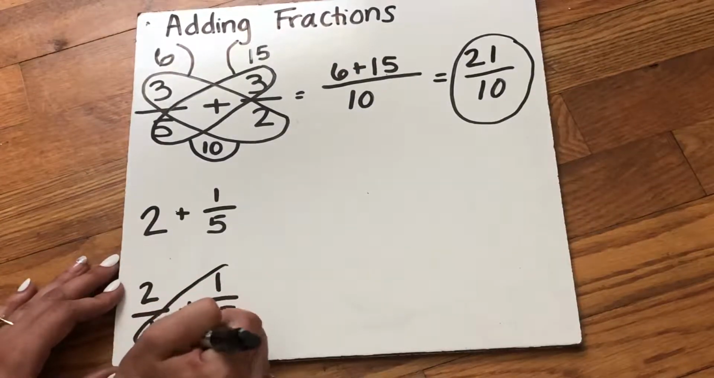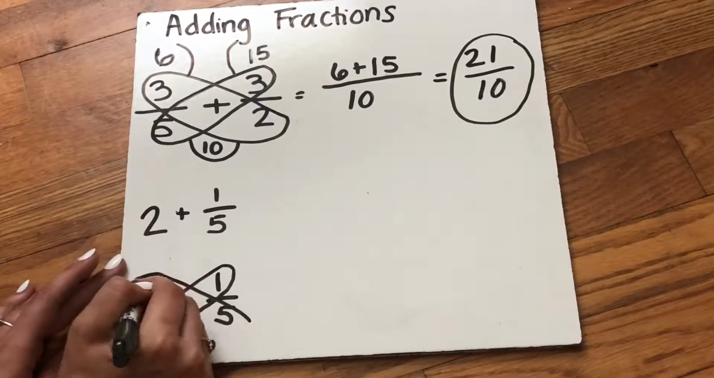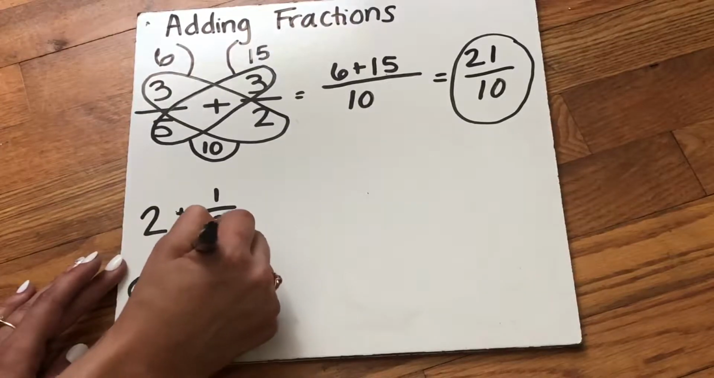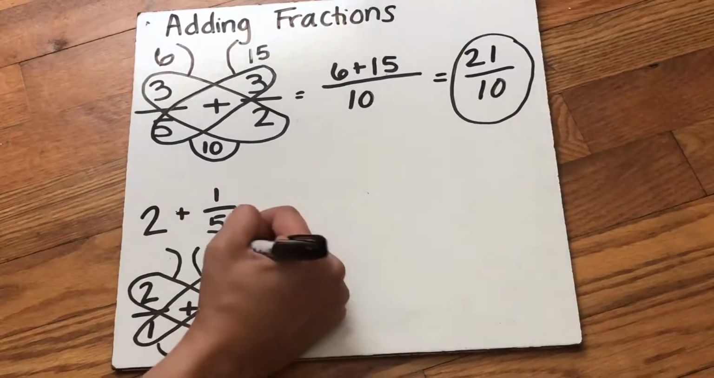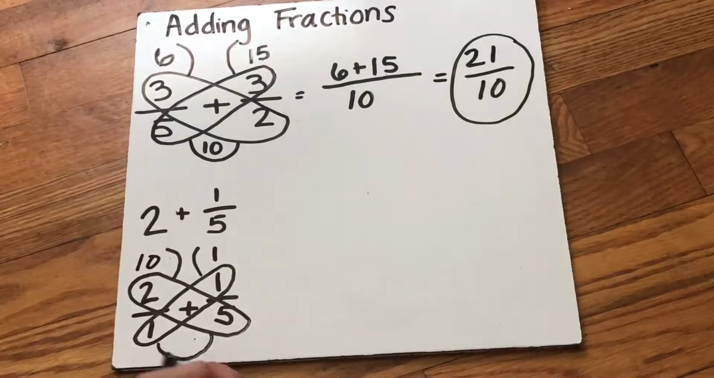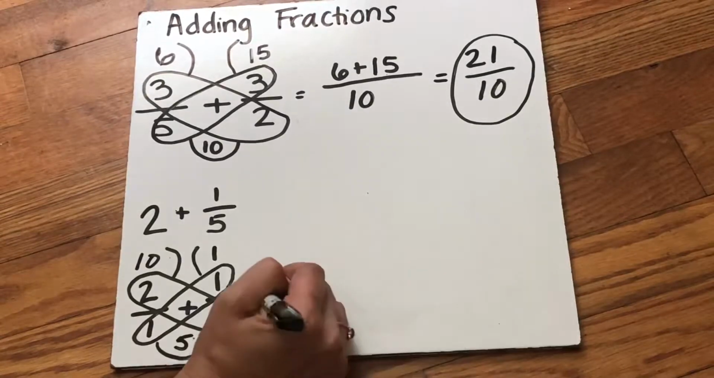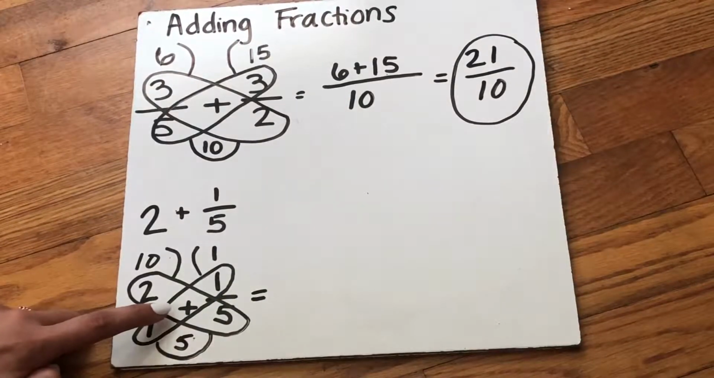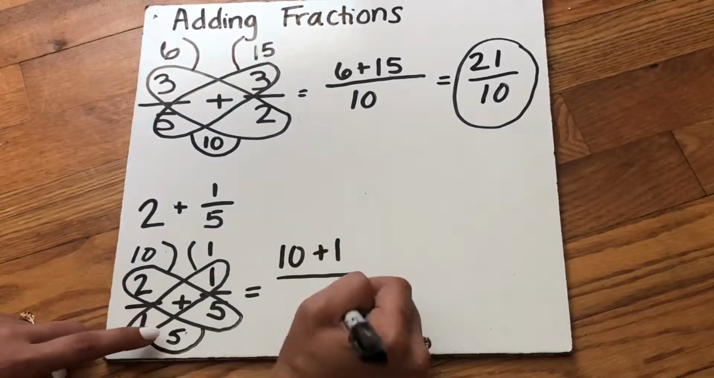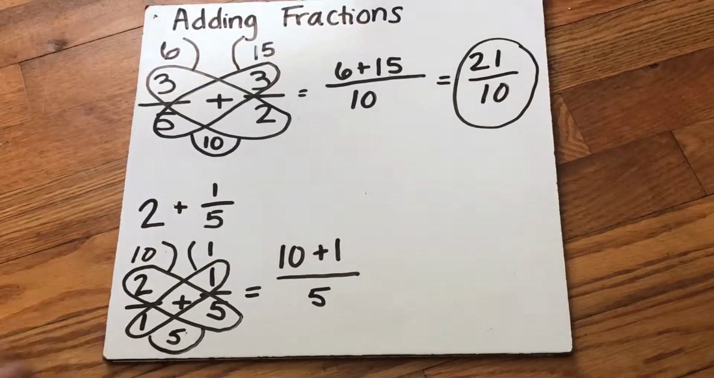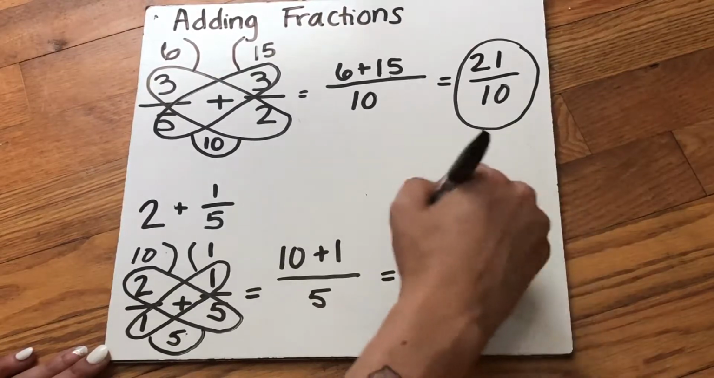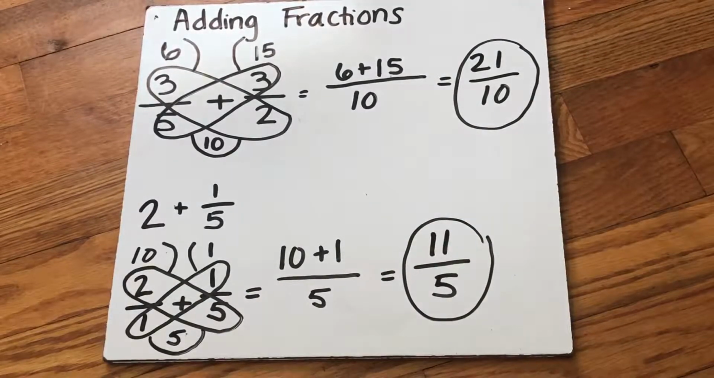I'm going to draw my wings, my body down here, my little antenna. I'm going to cross multiply. 1 times 1 is 1. 5 times 2 is 10. And 1 times 5 is 5. So remember, I'm going to look in here to see what I'm doing with those top two numbers. I'm doing 10 plus 1. Pay attention to that. And then I'm keeping my denominator as 5. 10 plus 1 is 11. So we have 11/5 as our final answer.